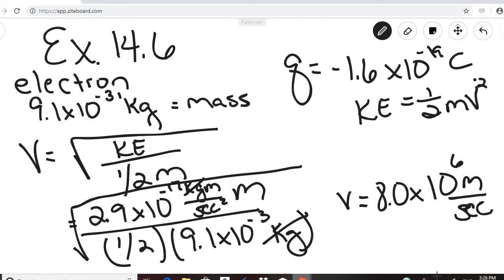Okay, so that particle, that charge, that freely moving electron started at rest, traveled toward the negative plate, and traveled from the negative plate to the positive plate, and it would do that moving at a velocity of 8.0 times 10 to the 6 meters per second. Okay, so let's go ahead and do some on your own.